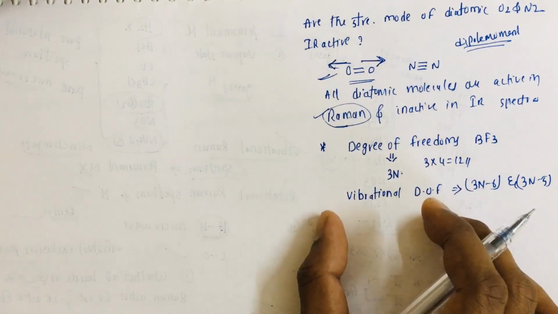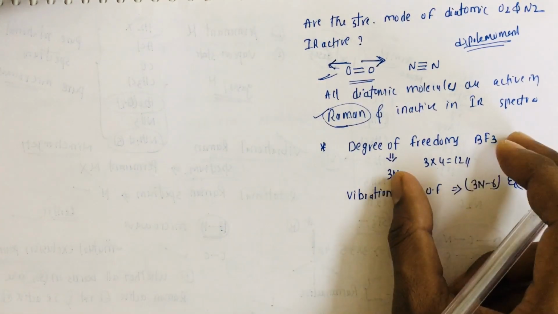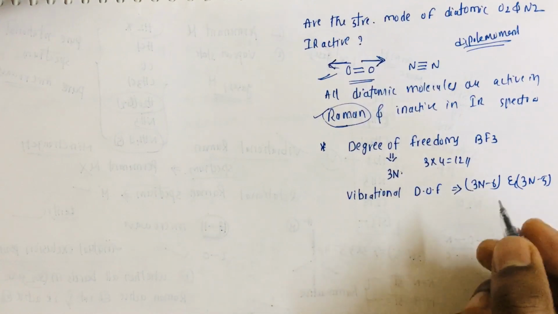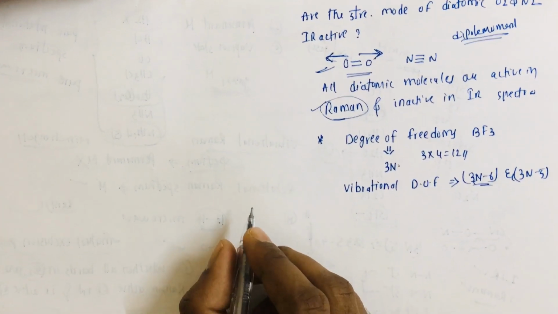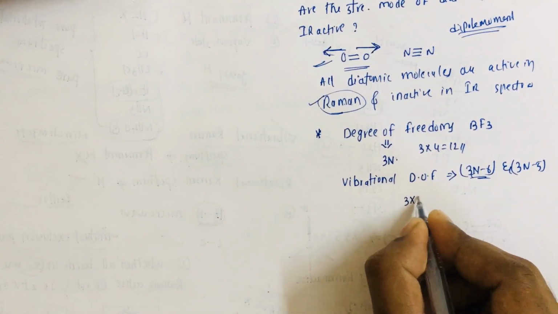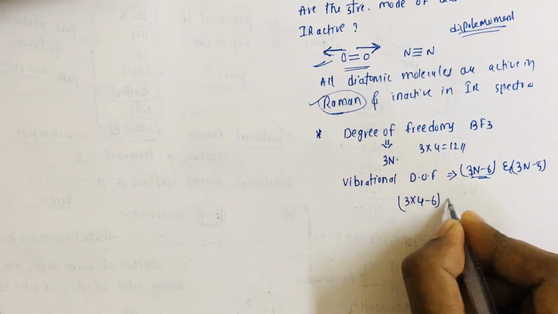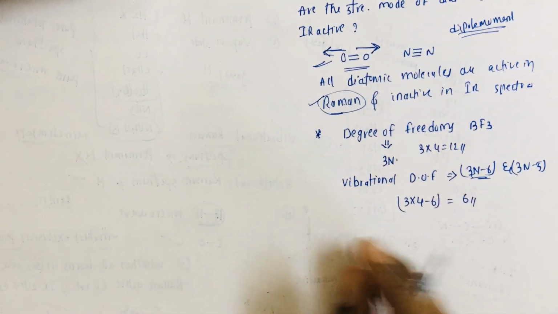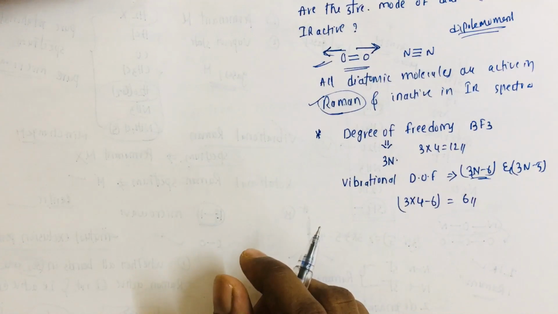And when we are talking about vibrational degrees of freedom, as we know that BF3 is a non-linear molecule, so we can consider 3n minus 6. So this will be 3 into 4 minus 6. So total 6 vibrational degrees of freedom are possible.